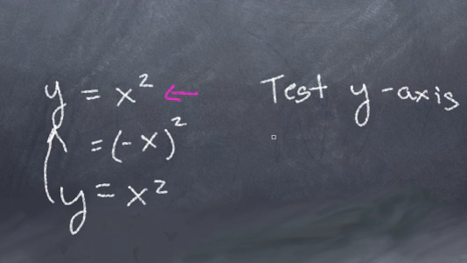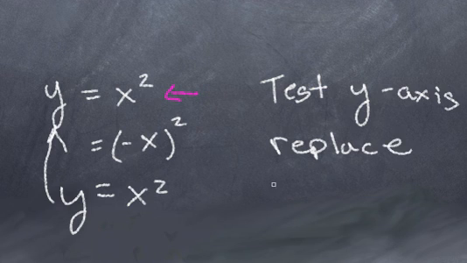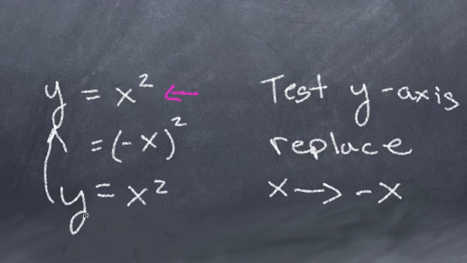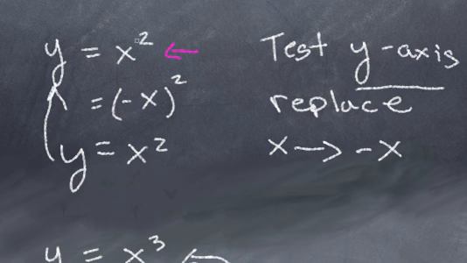What you do is replace the x with a negative x. We do that here, as you can see, negative x squared, and you end up getting x squared back, because if you square a negative it's positive. Therefore we get back the same equation that we started with after replacing x with a negative x. This means that it is symmetric about the y-axis. And if you remember, that very first graph was a parabola.